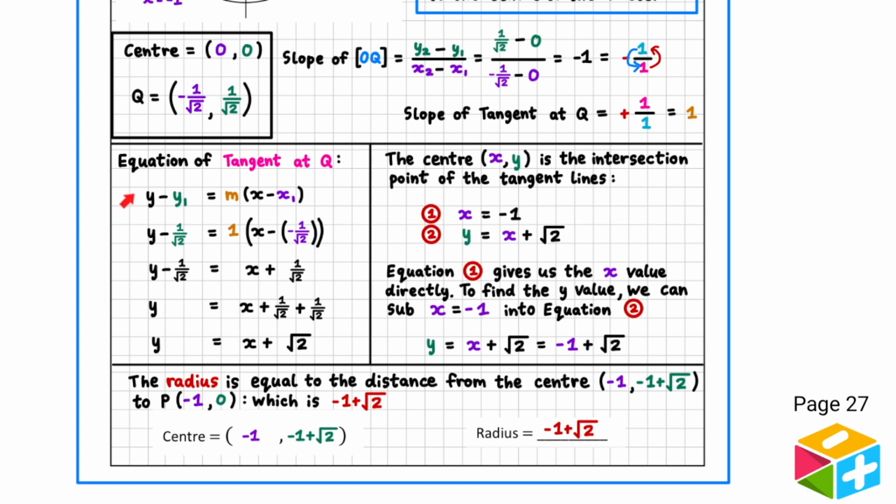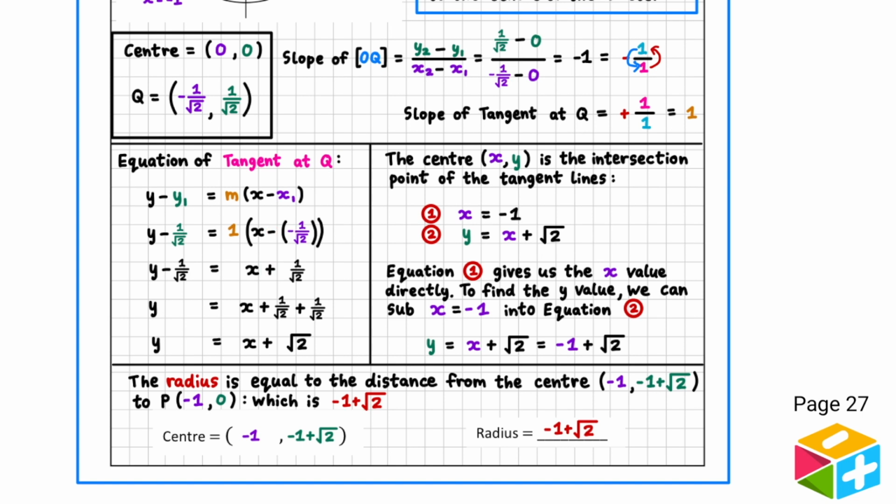To do this, we'll use the formula y minus y1 is equal to m times x minus x1. Here, m is the slope, and we found that the slope of this line is 1. The x1 and y1 refer to a point on the line, and here we can use the point Q. This has an x-coordinate of -1 over root 2 and a y-coordinate of 1 over root 2. Let's go ahead and simplify a bit. -1 over root 2 is the same thing as +1 over root 2.